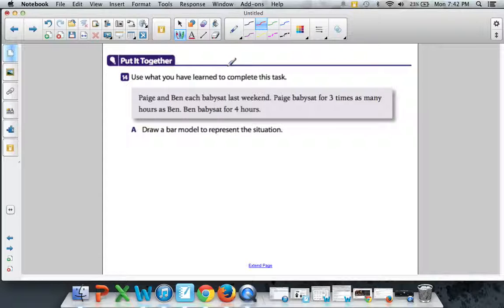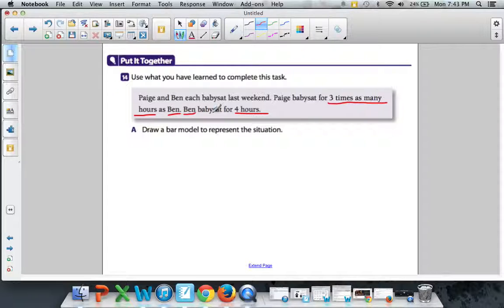All right, here we go. Use what you have learned to complete this task. Paige and Ben each babysat last weekend. Paige babysat for 3 times as many hours, that might be important just to know, as Ben. Ben babysat for 4 hours. Good info. Draw a model to represent the situation.